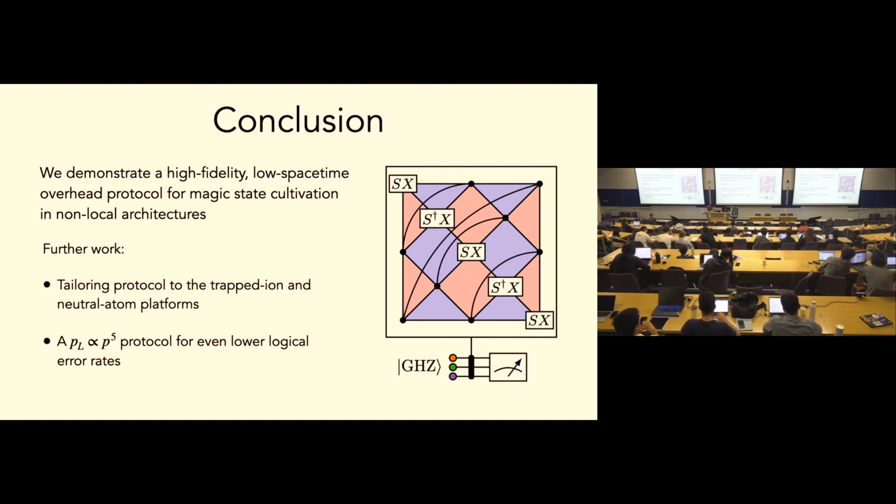We can extend this protocol to have a fault distance of p to the 5 and therefore reach much lower logical error rates for our final magic state that we're producing, which then can be fed directly into a logical quantum algorithm instead of requiring a subsequent layer of distillation. And with that, I come to the end of my talk, and I welcome questions. Thank you.